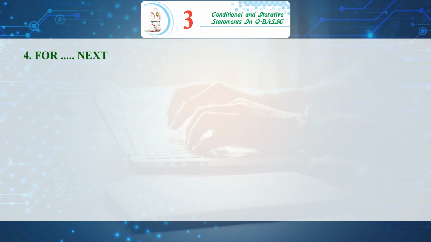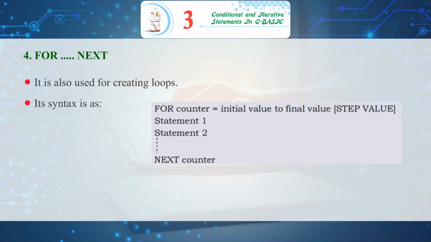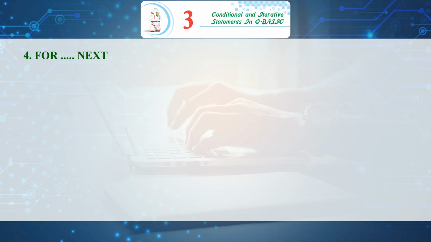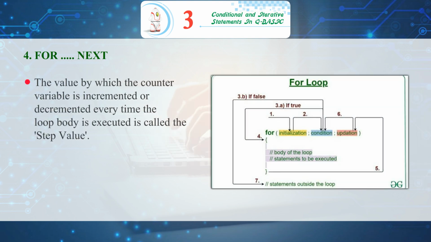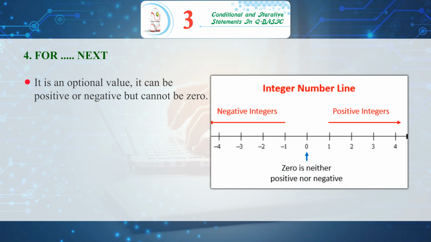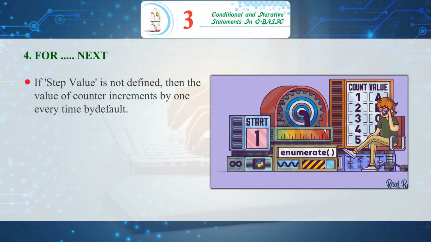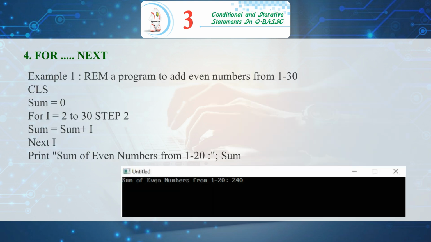CLS. 4. FOR-NEXT. It is also used for creating loops. Its syntax is as: The value by which the counter variable is incremented or decremented every time the loop body is executed is called the step value. It is an optional value. It can be positive or negative, but cannot be 0. If the step value is not defined, then the value of the counter increments by 1 every time by default.